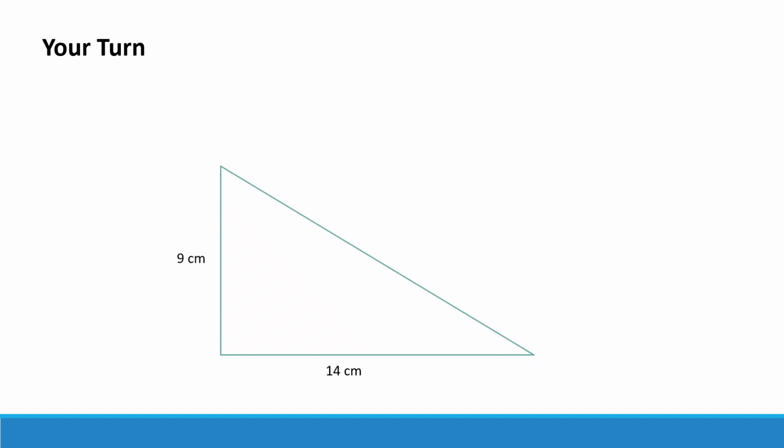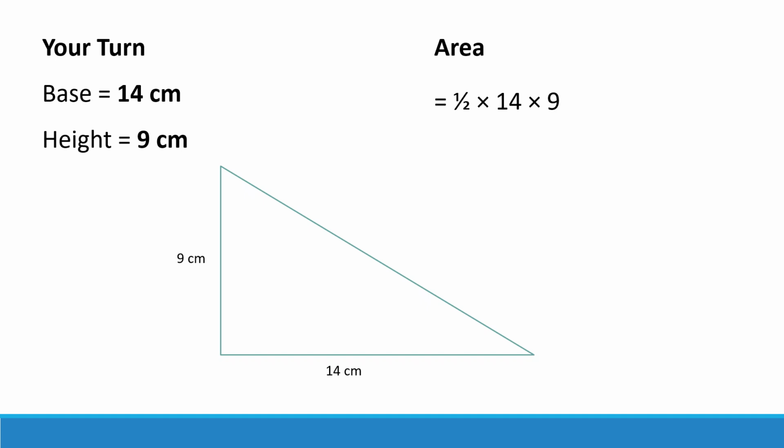Let's try one more example. This time, the base is 14 centimeters and the height is 9 centimeters. We use the same formula. Area equals 1/2 times the base times the height. 1/2 times 14 is 7. Then 7 times 9 equals 63. Therefore, the area is 63 square centimeters. Remember, always write your answer with square units.